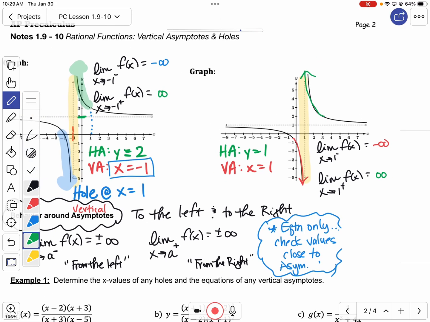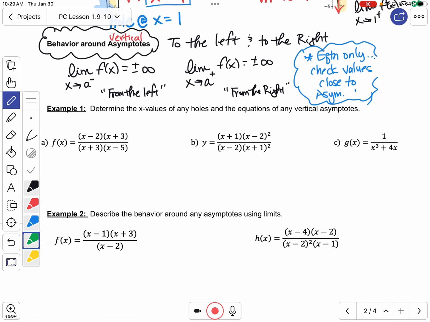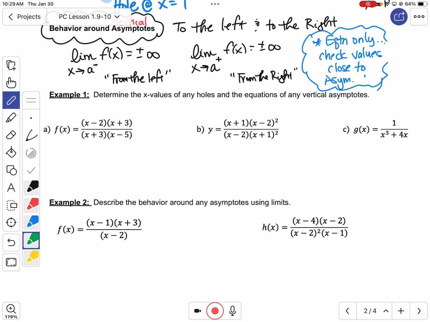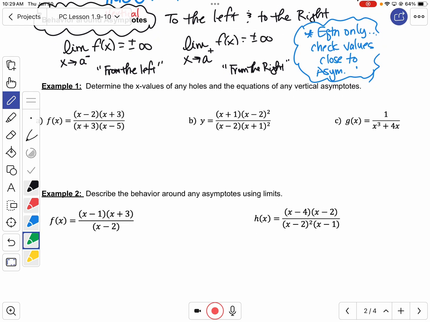See if you can do these first 3 on example 1. All it wants you to do is to give the x values of any holes and the equations of any vertical asymptotes. So take a second. See if you can do those first 3, A, B, and C.